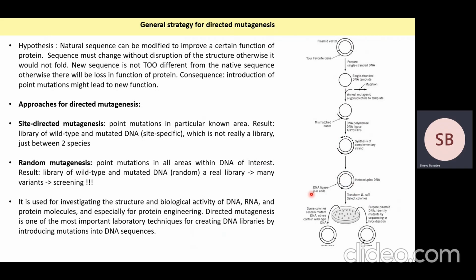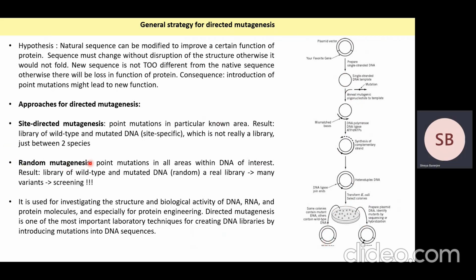Then it is reinserted into the E. coli. And now when the E. coli replicates, some of the E. coli which has the recombinant DNA will produce the new protein, while the E. coli which had the original DNA will produce the original protein. So like this, a library can be created.